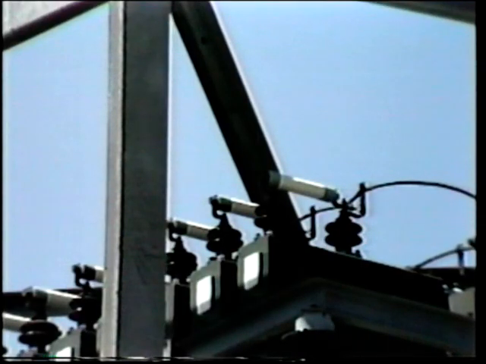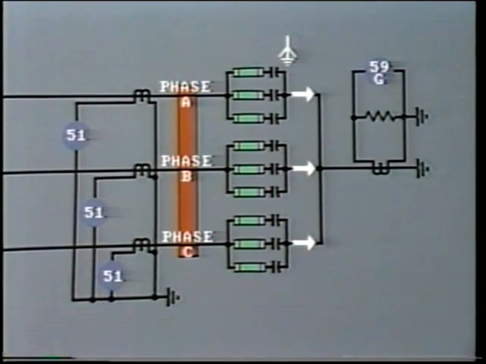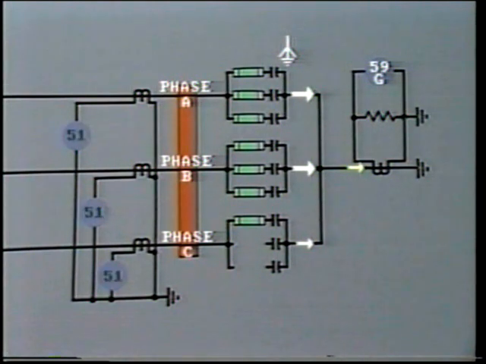Each individual capacitor is protected by its own fuse. If several capacitors are isolated due to blown fuses, there will be some unbalanced current flowing through the neutral. This can be detected by the installation of an overvoltage ground relay, 59G, which will function to alarm the operator. Additional backup protection may be provided by overcurrent relays, 51, connected between the line and the capacitor bank.